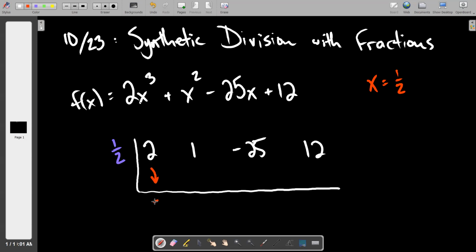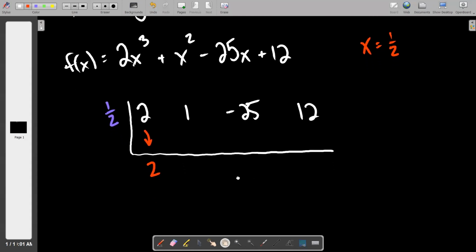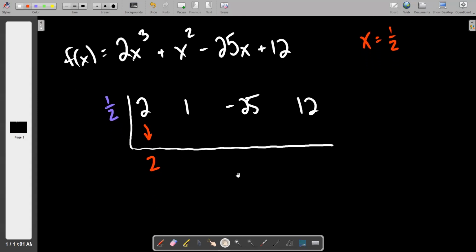So I still drop the 2. And then I start to think in terms of now multiplying by fractions. One thing that's going to help you a lot is to change the word times to of.